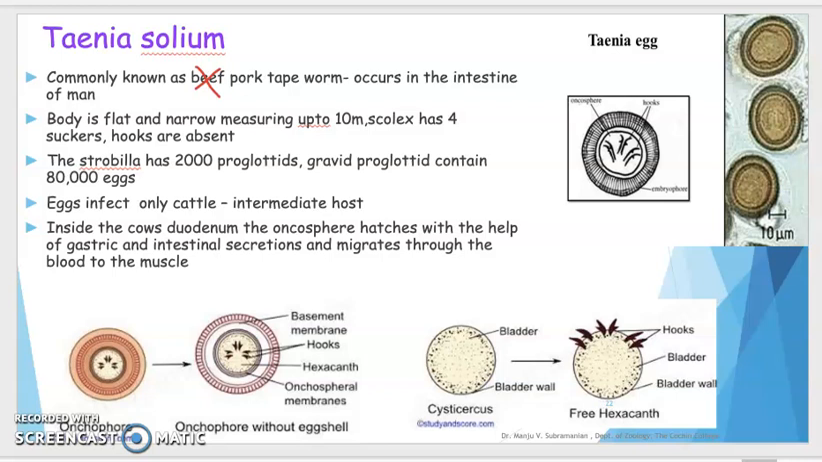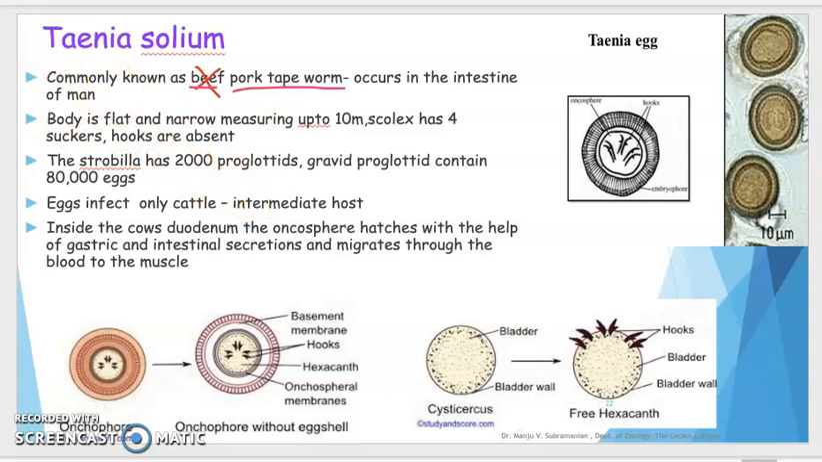Welcome back, students. So in this video lecture we will be continuing with the Taenia solium. The Taenia solium is actually called a pork tapeworm, and not a beef tapeworm. It is a pork tapeworm, and it occurs in the intestine of an infested man.